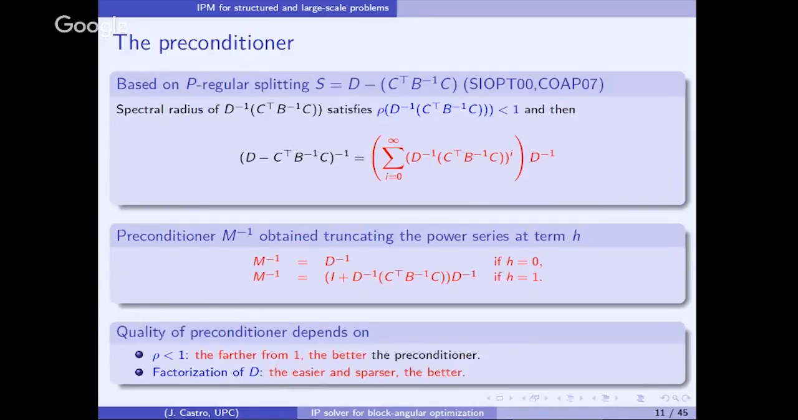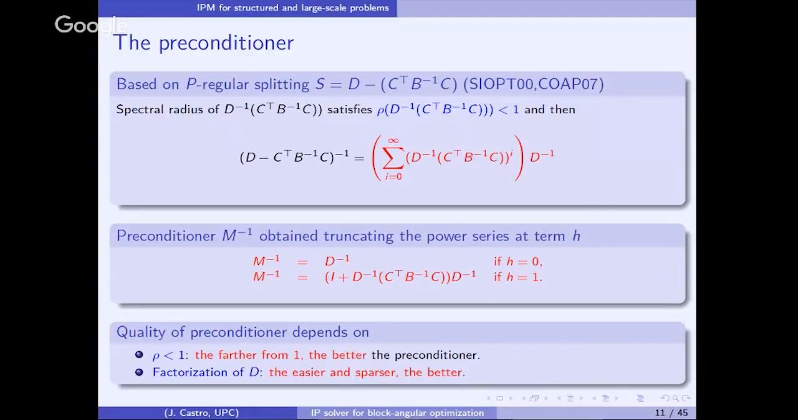And I'm not going to enter into details, but there is a closed form expression of the inverse of the Schur complement. The inverse of the Schur complement is the preconditioner. You multiply the system by the inverse, then you get an identity. The system then becomes trivial. It can be proved, we prove in these papers, that the inverse of that Schur complement is an infinite power series given by this term. This power series is convergent because the spectral radius of this matrix to the power of i is less than 1.